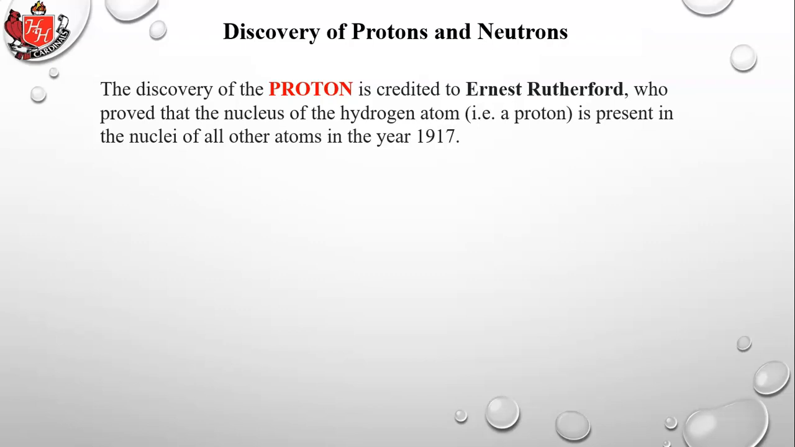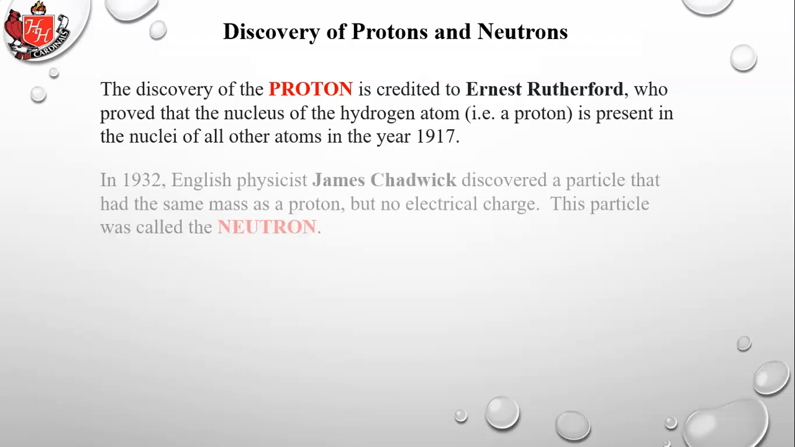The discovery of the proton is credited to Ernest Rutherford, who proved that the nucleus of a hydrogen atom, i.e. a proton, is present in the nuclei of all other atoms, and he did that in the year 1917. In 1932, English physicist James Chadwick discovered a particle that had the same mass as a proton, but no electrical charge. This particle was called a neutron.